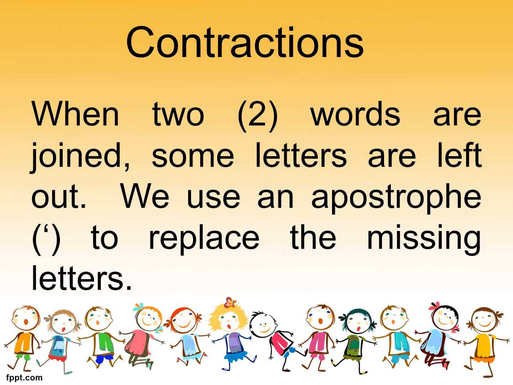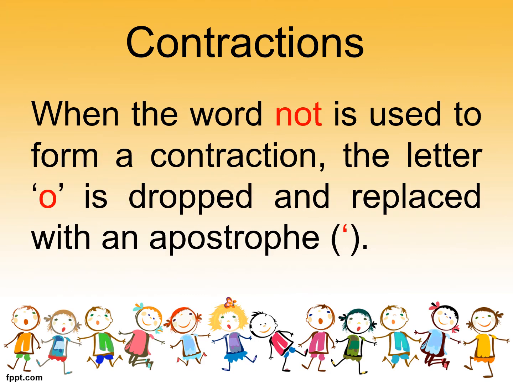Definition. Contractions are made by putting two words together. When two words are joined, some letters are left out. We use an apostrophe to replace the missing letters. When the word not is used to form a contraction, the letter O is dropped and replaced with an apostrophe.